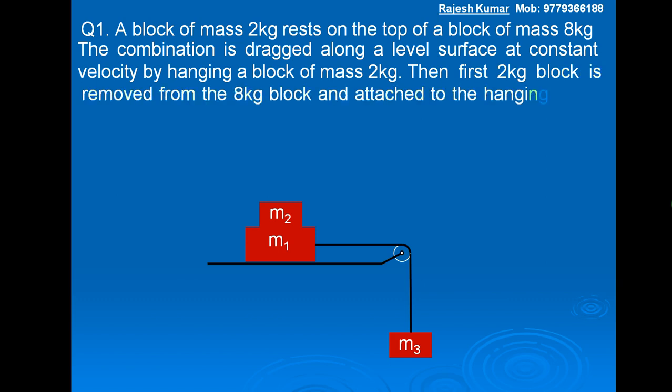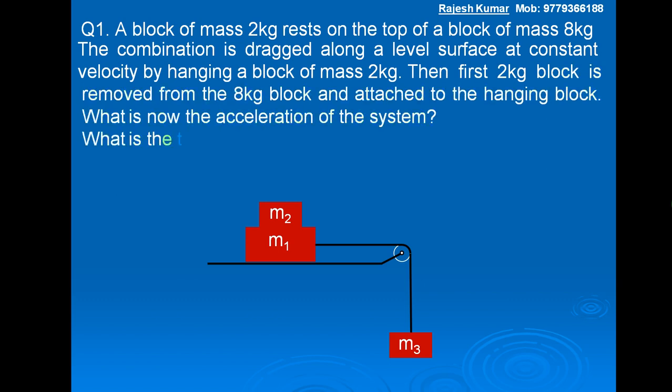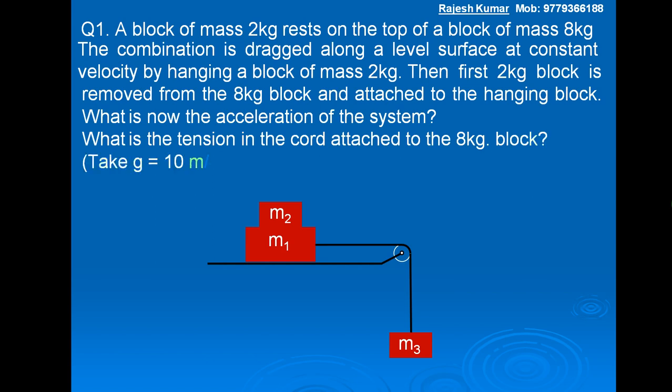Then the first 2 kg block is removed from the 8 kg block and attached to the hanging blocks. Find what is now the acceleration of the system and what is the tension in the cord attached to the 8 kg block. Take small g, the acceleration due to gravity, equal to 10 meter per second square.